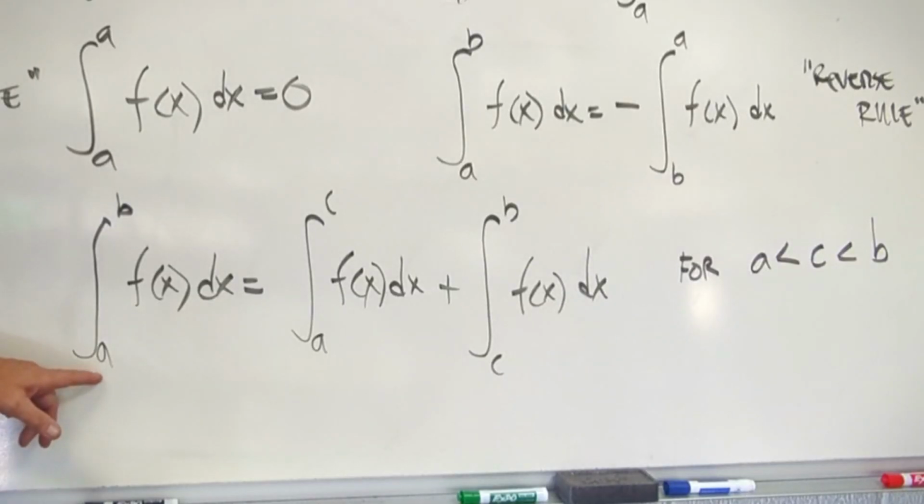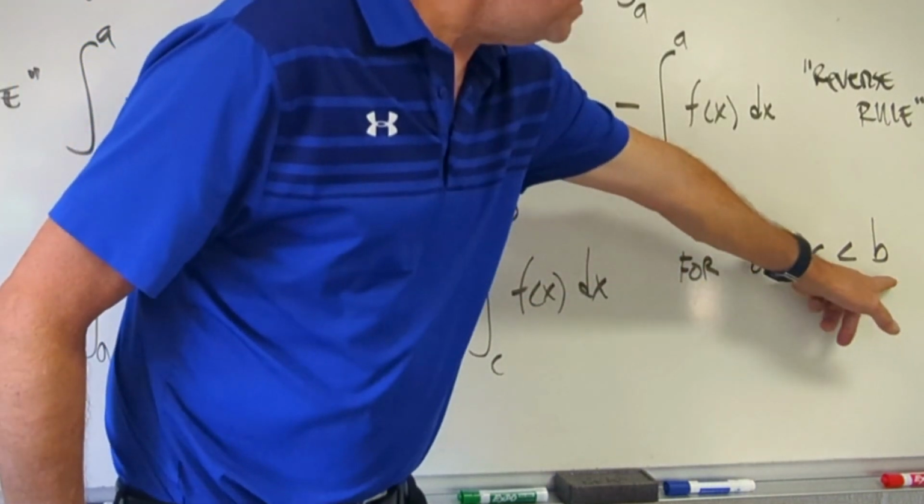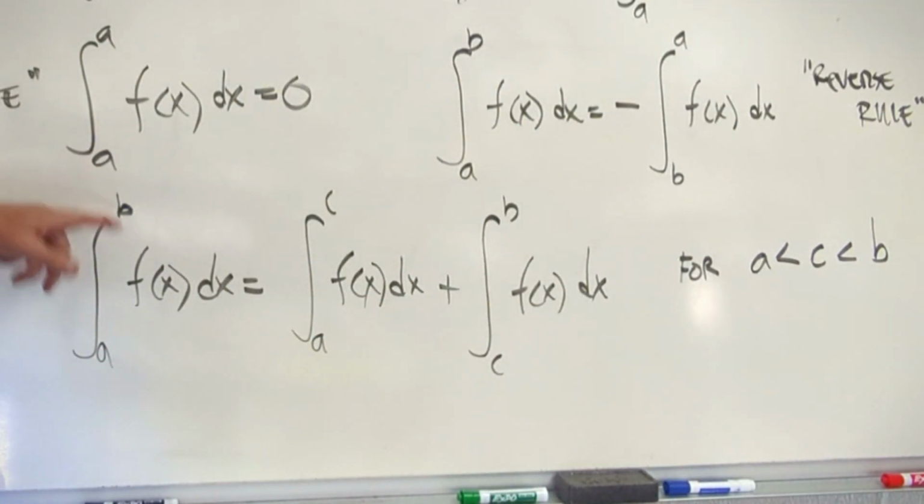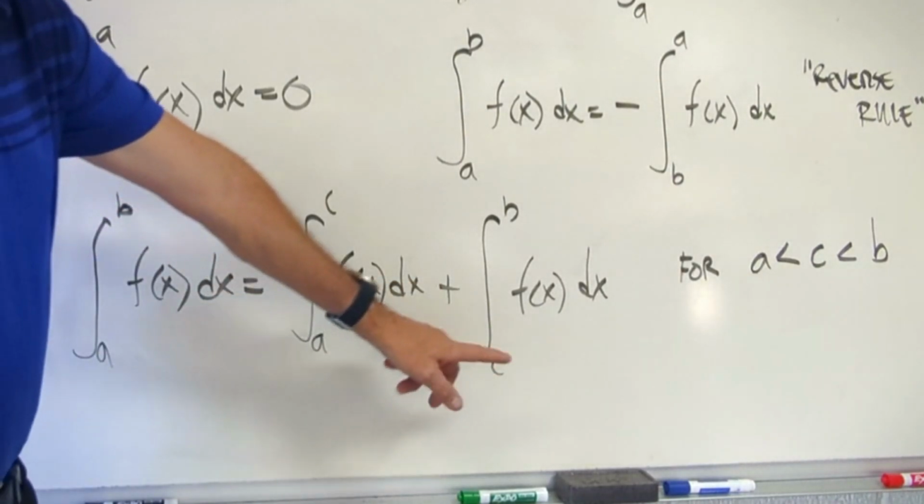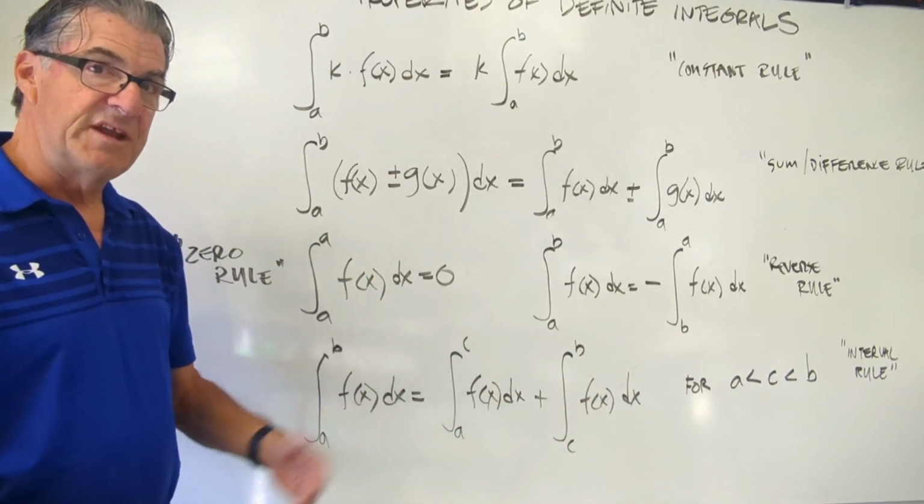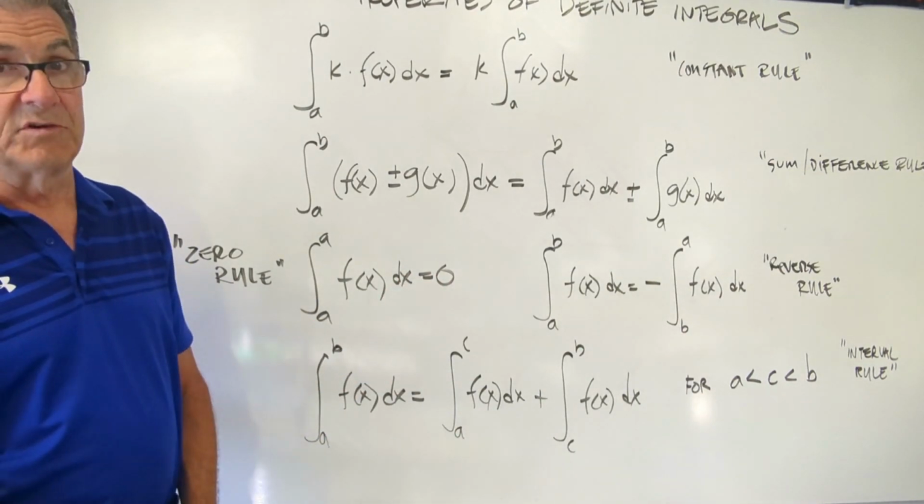Okay, this last one looks a little more complicated, but not really once you get it. If I'm integrating from a to b, and c is in between a and b, then the integral from a to b is the same as the integral from a to c plus the integral from c to b. And we're going to do that with an example in a minute so you can see how that looks. But I call this one the interval rule.